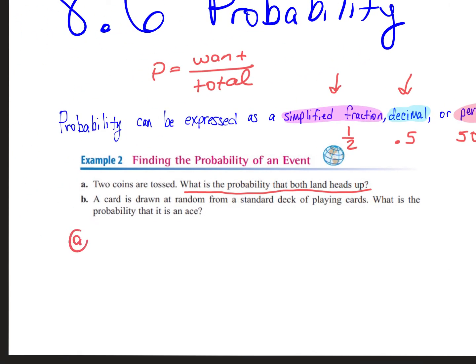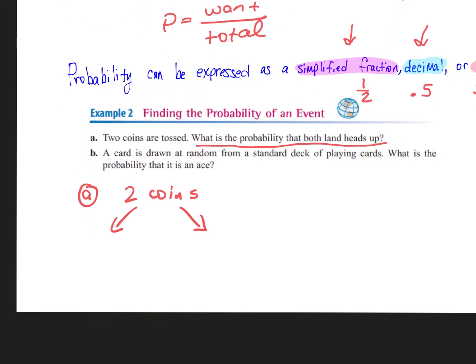Okay, so let's look at letter A. Letter A says 2 coins are tossed. So how many coins do I have? 2. I have a coin here and a coin here, right? Agreed? All right. What's the possibility on coin number 1? A heads or a what? Okay. In coin number 2, what's the possibilities? A heads or a tail? Everybody agree?